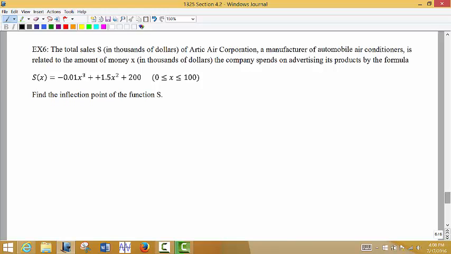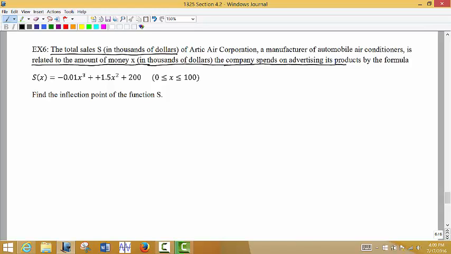All right, so our last example, we're going to look at a real-world problem here. All right, so it tells us that the total sales S in thousands of dollars of this particular corporation, this corporation manufactures automobile air conditioners. So it says here that the total sales S in thousands of dollars is related to the amount of money X that's also in thousands of dollars. This is related to the amount of money that's spent on advertising. Okay, so X represents the money in thousands of dollars spent on advertising, and S, the output of our function, represents the total number in sales, also in thousands of dollars.